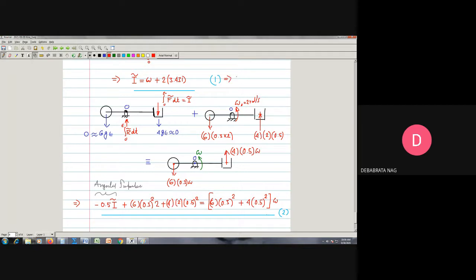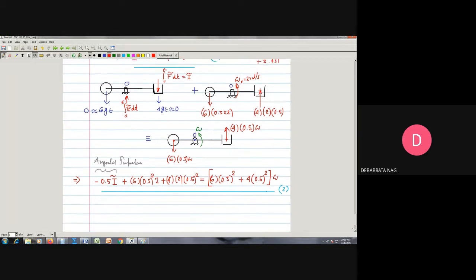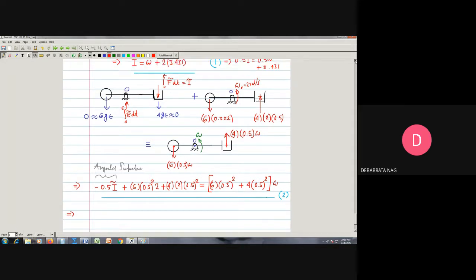So I write, it will be 0.5 I tilde is equal to 0.5 omega plus 0.5 into 2, which means it will be again 1. So it will be 3.431. Okay, so I now add these two equations. Adding these two equations means that your 0.5 I tilde gets cancelled, which is the undesired unknown.